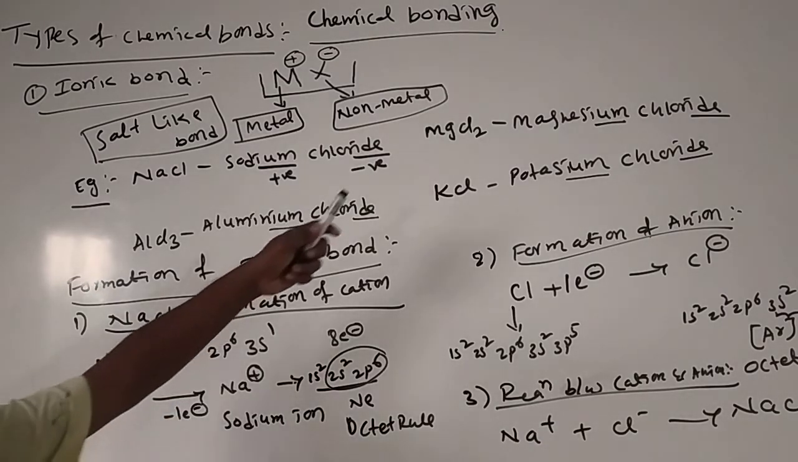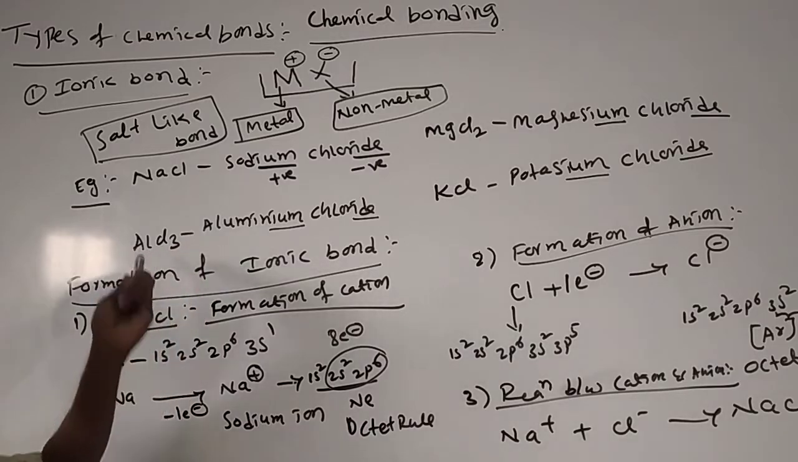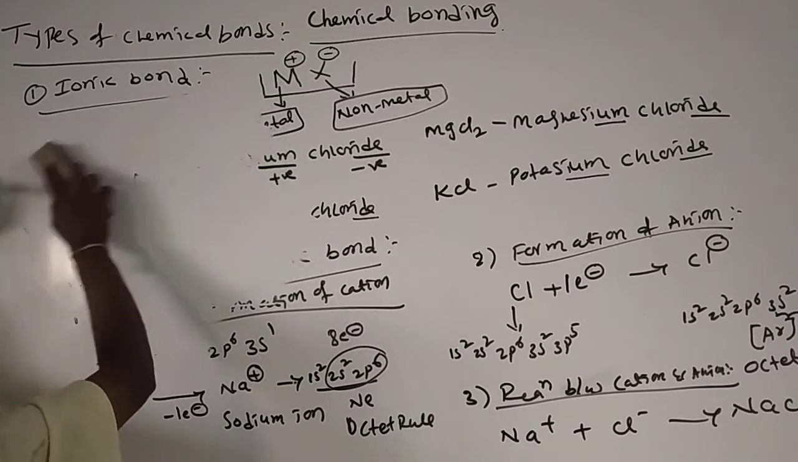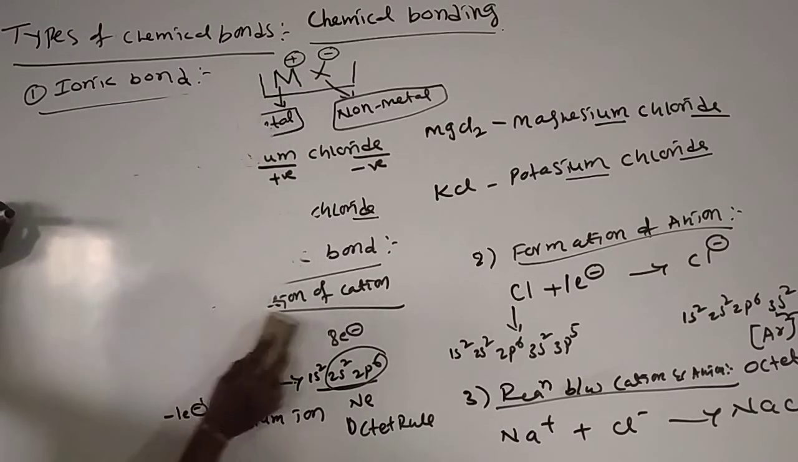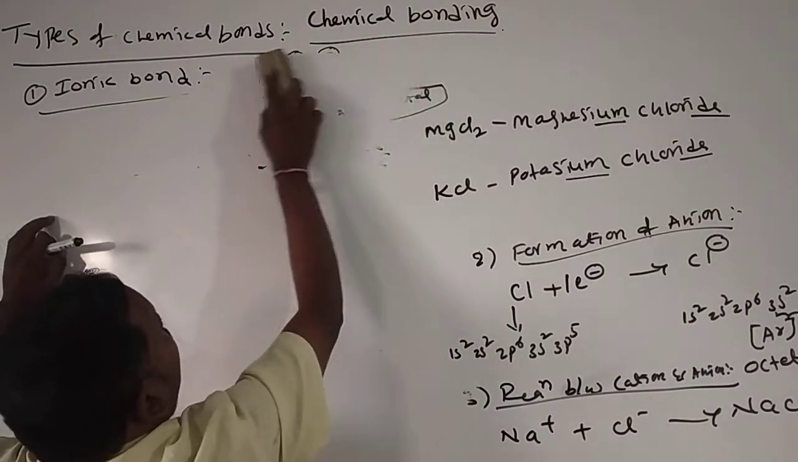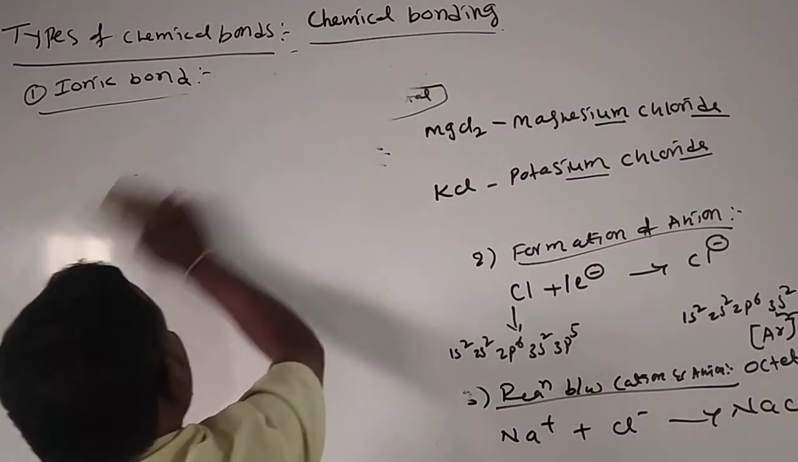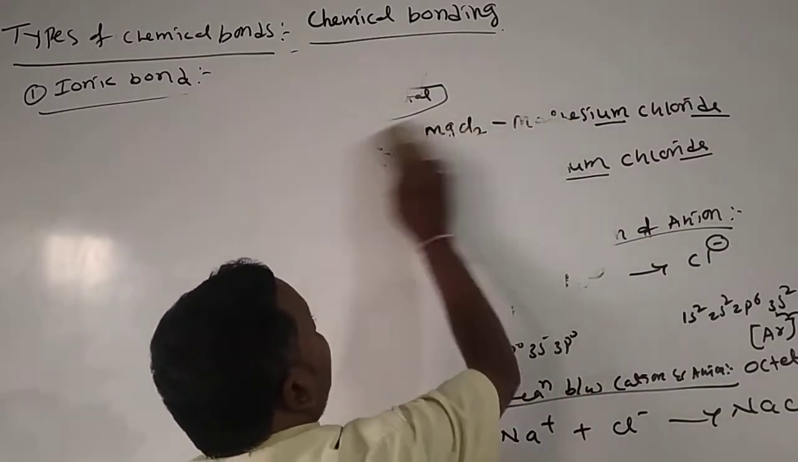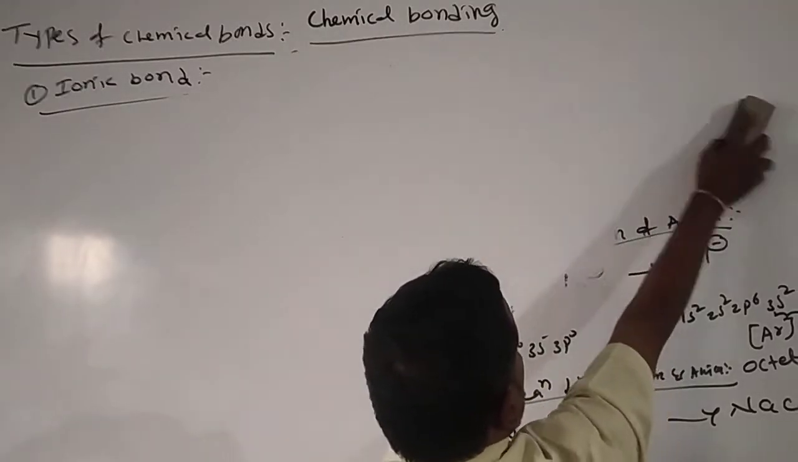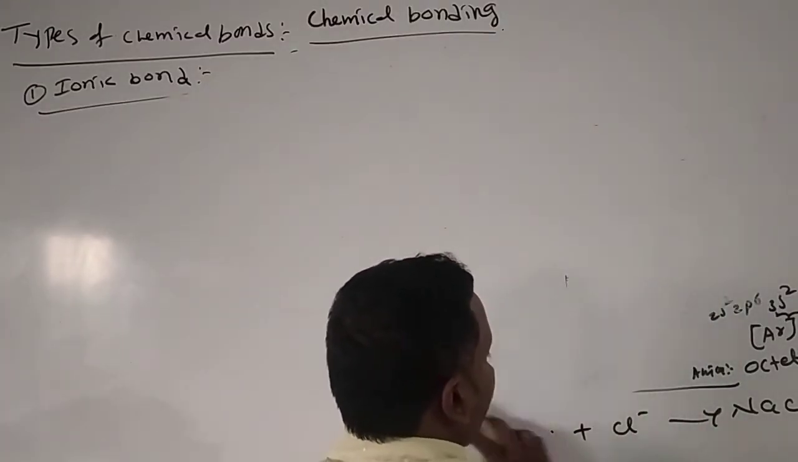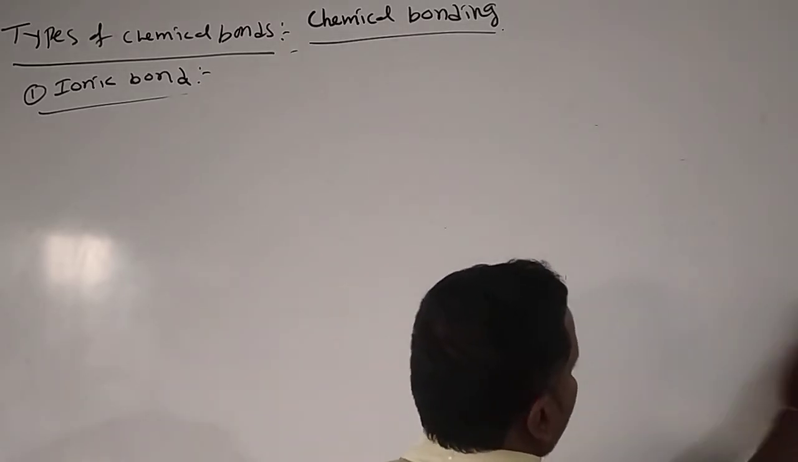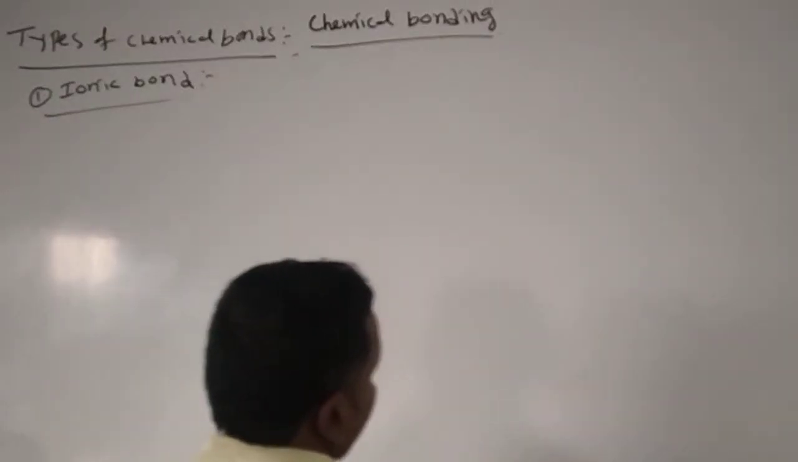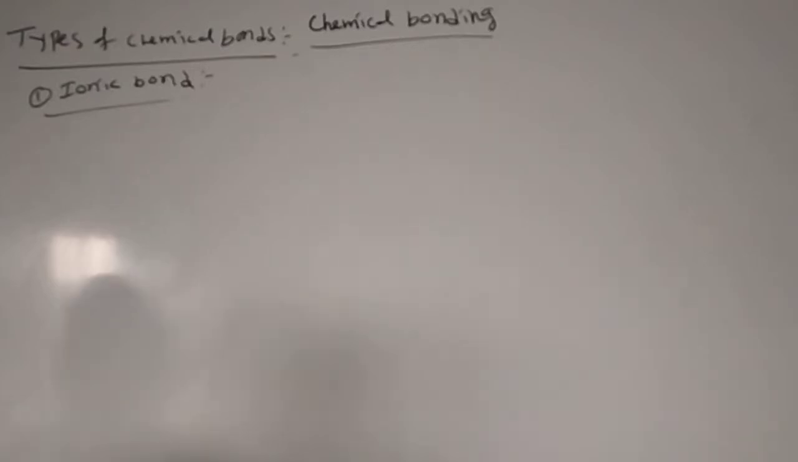Next, in continuation, we will see magnesium chloride and aluminum chloride. We will see three different molecules. Formation of ionic bond in magnesium chloride. How many steps are involved in the formation of the ionic bond? Three steps. First step, formation of cation. Second step, formation of anion. Third step, interaction between anion and cation.